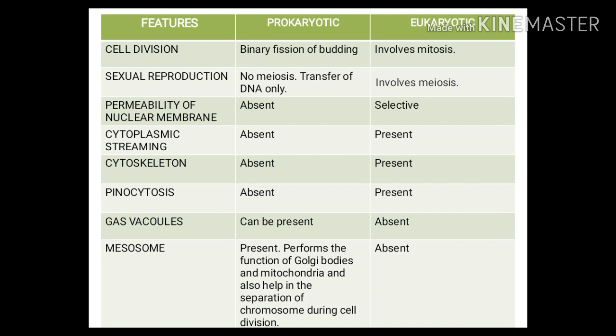And the gas vacuoles can be present in the prokaryotic cell and absent in the eukaryotic cell. While the mesosome is present in the prokaryotic cell, it performs the function of Golgi bodies and mitochondria and also helps in the separation of chromosomes during cell division, while in the eukaryotic cell, the mesosome is absent.